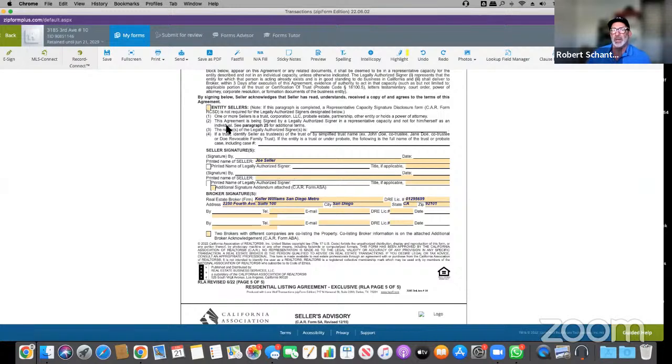Okay. And this is the change that Mark was talking about under entity sellers. It's on the last page of the listing agreement, page 5 of 5. You would check this box, and then based upon the representative capacity, what it says on it, you would then put the legally authorized signer's name there. And it will be written on that abstract of trust.